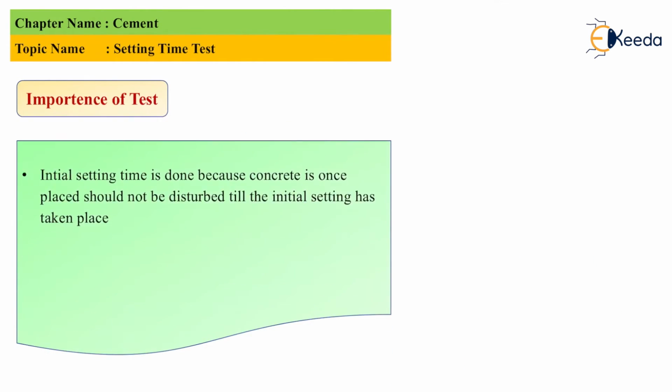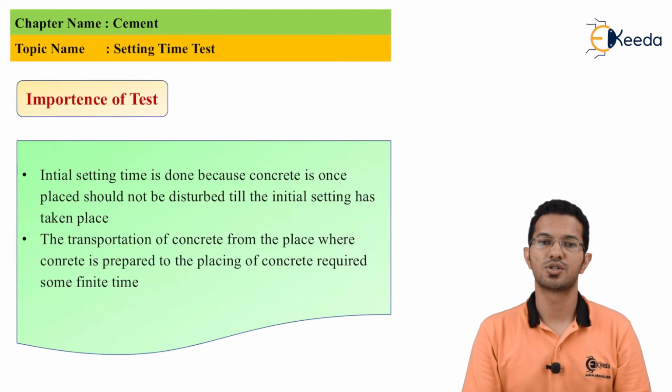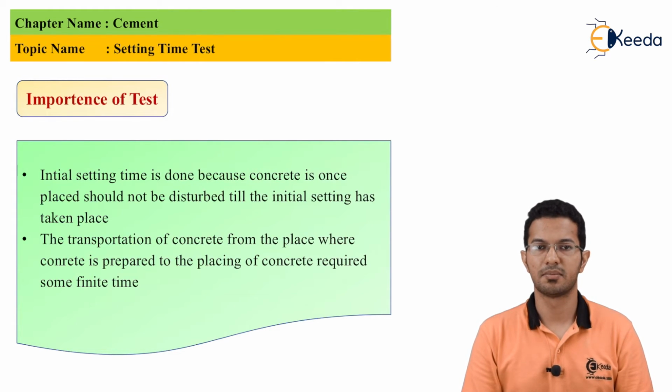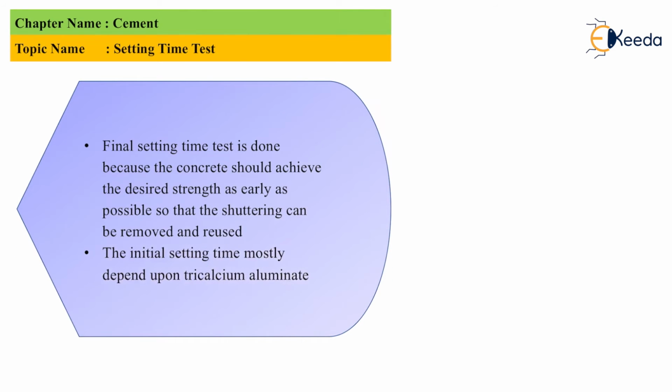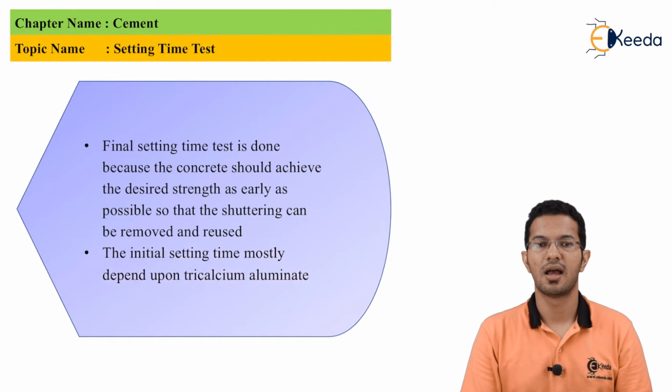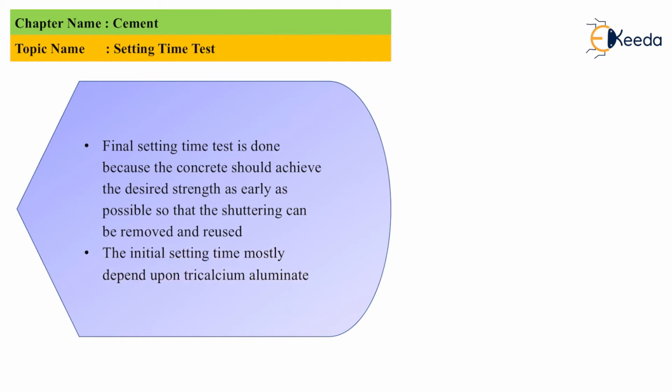Now, let's look at the importance of this test. This test is very important because the concrete which is placed should not be disturbed till the initial setting has taken place. The transportation of concrete from the place where concrete is prepared to the placing of concrete requires some finite time. The final setting time test is done because the concrete should achieve the desired strength as early as possible so that the shuttering can be removed and reused.